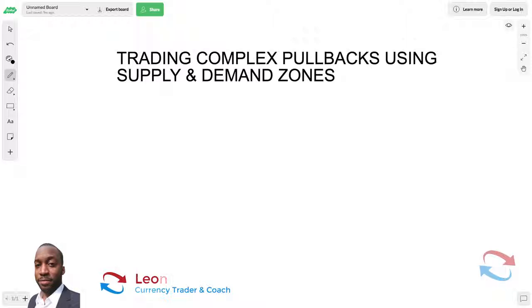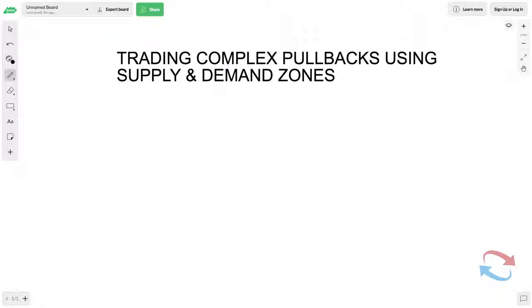Complex pullbacks using supply and demand zones. Now, what is a complex pullback? A complex pullback is what the market does when it wants to fool traders and capture traders into taking certain trades and pretty much gets them twice. So you can probably see on the thumbnail what happens. I'm going to explain what the A, B, C, D, E, F, G, H, I movement is all about.